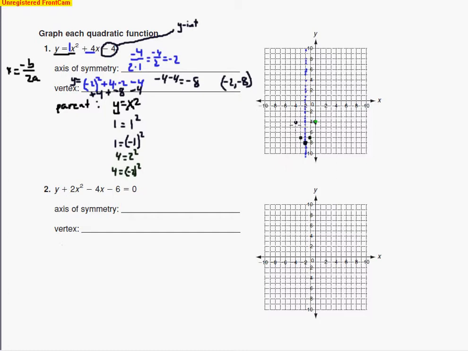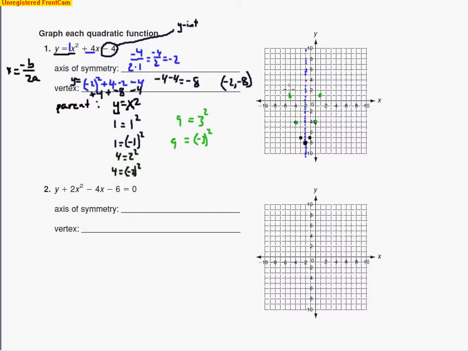Over 2 to the left, up 4. We could even go up more. Let's say we go over 3 spaces and we square it. We end up with 9. If you go negative 3 spaces from the vertex, you square it. You get positive 9 again. So if you go from the vertex over 3 spaces, you can end up going up 9 spaces. So we'd have another point there, and then one right on the opposite side of this axis of symmetry.